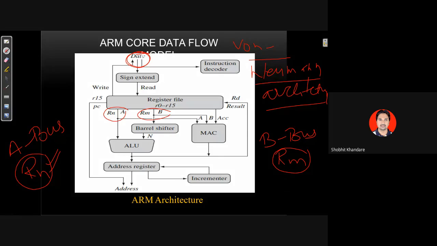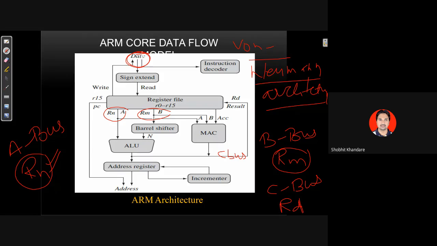Then we also have C bus. If you see here, you are not able to see the C bus, but I will write down where the C bus is. C bus is here. This C bus is also called, the nomenclature is Rd. Rd stands for destination register.